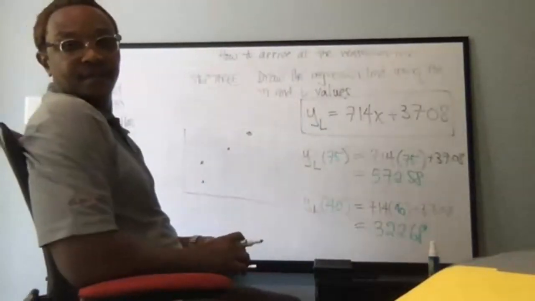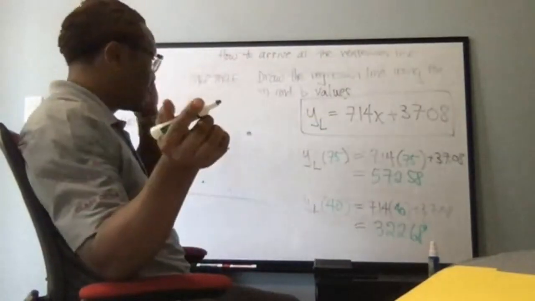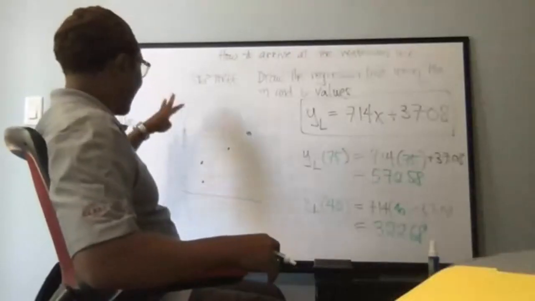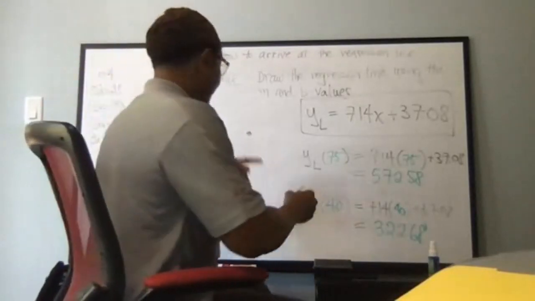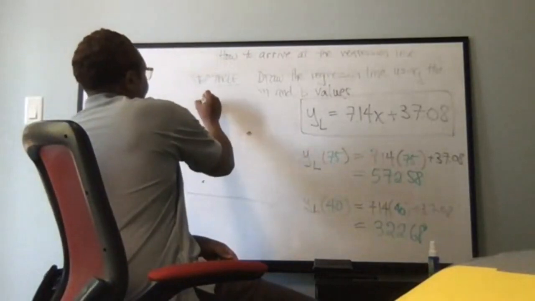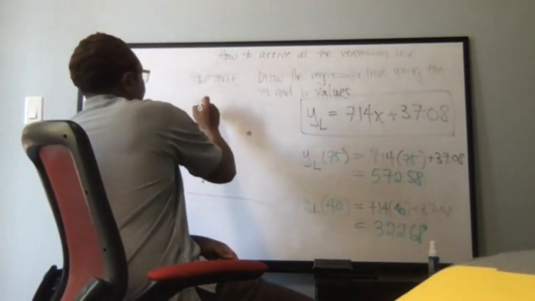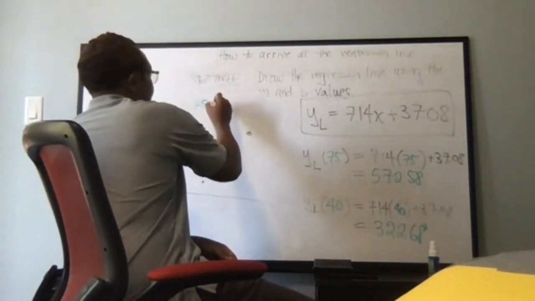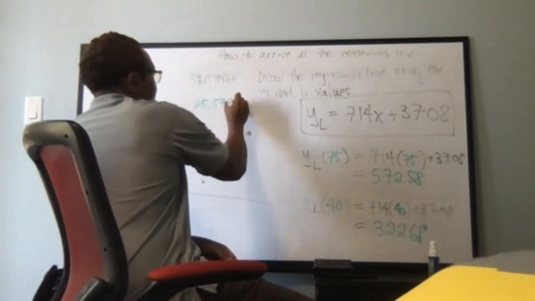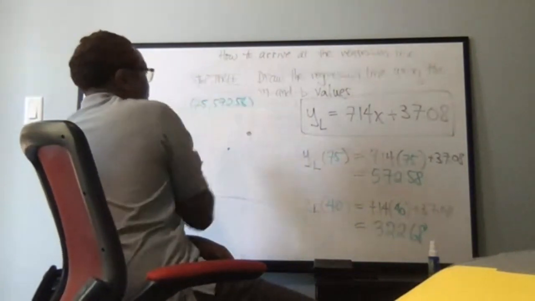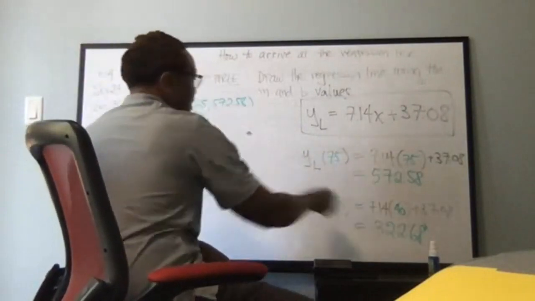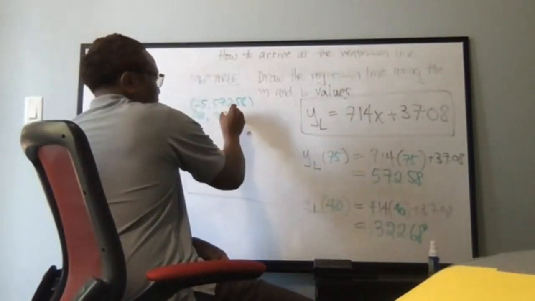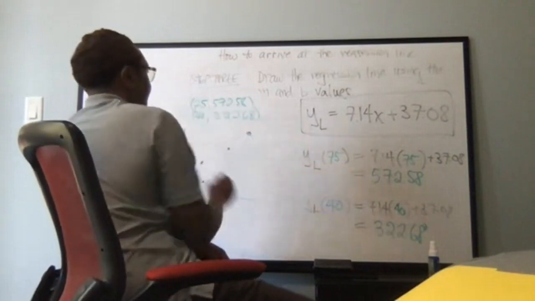Anybody else get the same thing? Okay, you got the same thing. So now on your scatter plot, and again, I don't have, like, we had 25, 50, or whatever. Plot these. 75, and you may want to use a different color. 75, comma, 572.58. That's one point. The other one is 40, comma, 322.68.